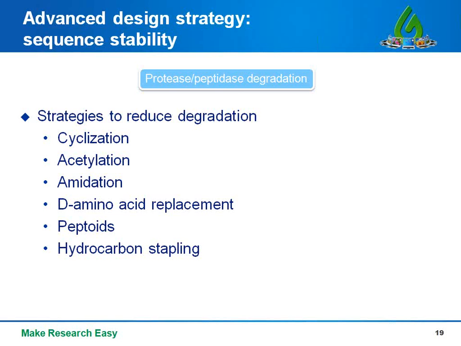Strategies for imparting peptide stability against proteases include simple modifications like acetylation and amidation, as well as more complex chemistries like cyclization or hydrocarbon stapling. Another big trend is the design of peptide mimetics, such as peptoids and the incorporation of unnatural amino acids like D or beta amino acids. We'll review a few case studies featuring these techniques in the next slides.